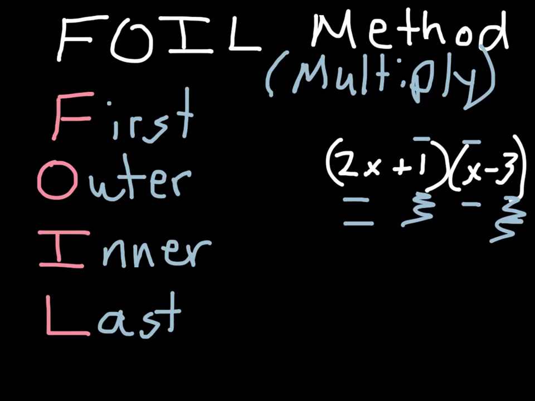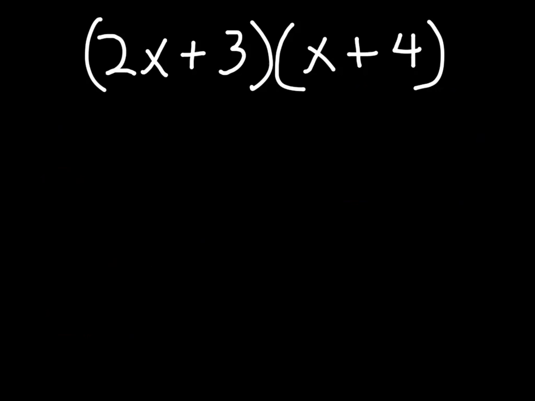This is something you definitely want to have in your notes: write down the FOIL method for multiplying binomials, and write down what the F, the O, the I, and the L stand for. So let's take a look at this to break it down a little bit. I'm going to use the FOIL method to multiply these two binomials.